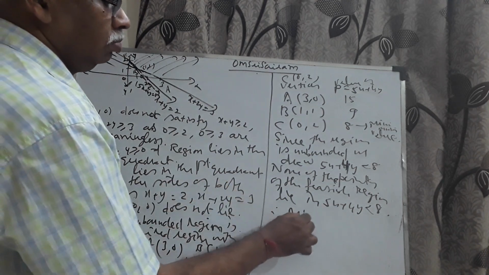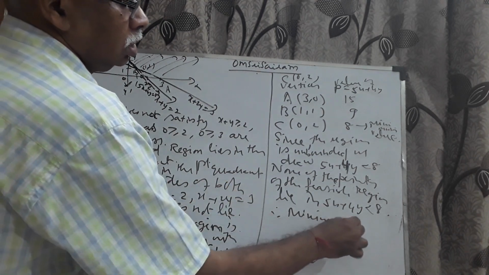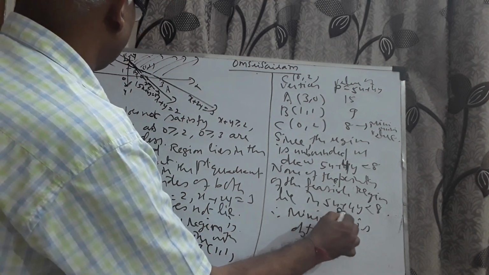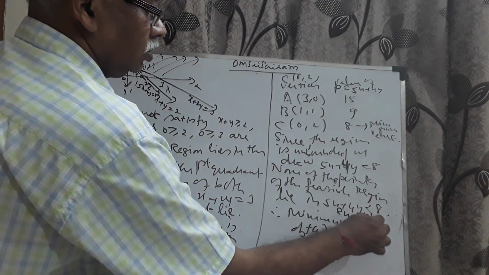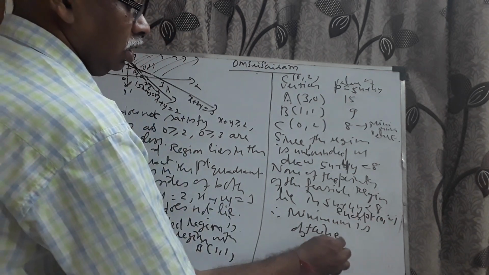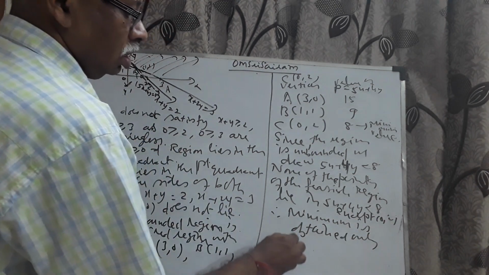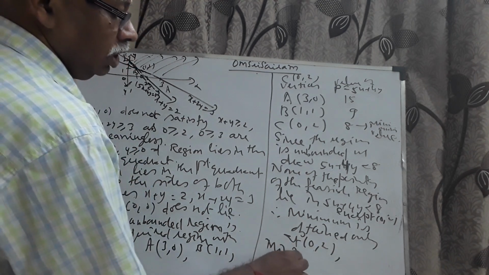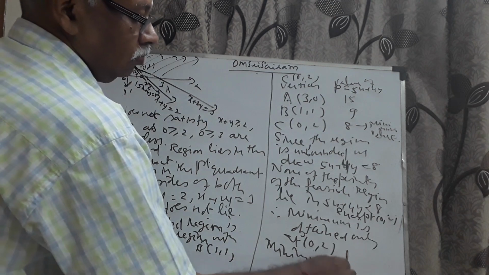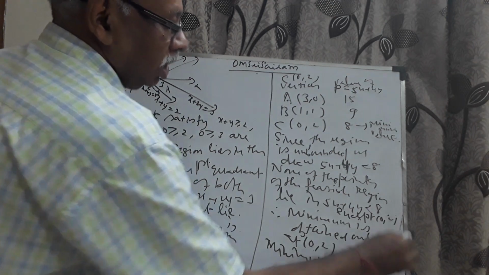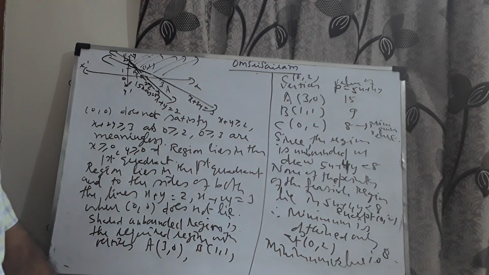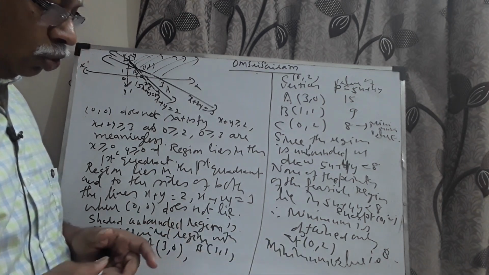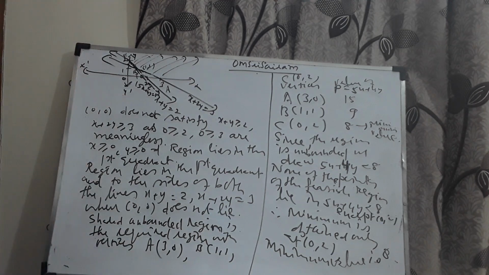Therefore, minimum is obtained except 0, 2 anyway. Obtained only at 0, 2. Minimum value is 8. For any unbounded region, I am supposed to give such an explanation. I have to give such an explanation. When x is 0, y is 2 or at 0, 2, minimum value is 8.